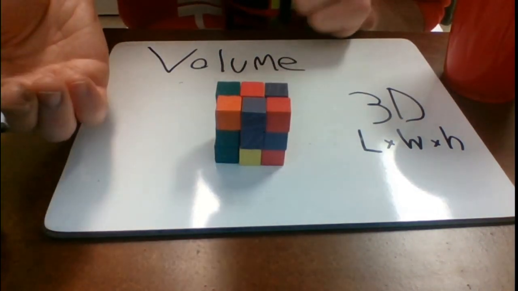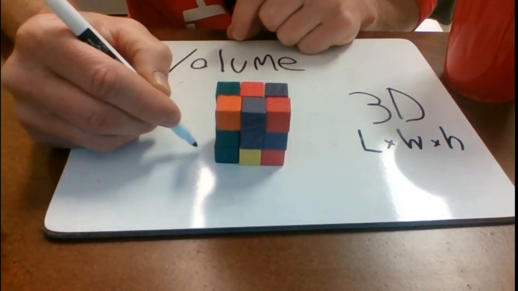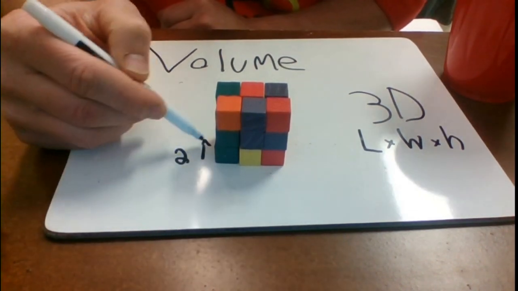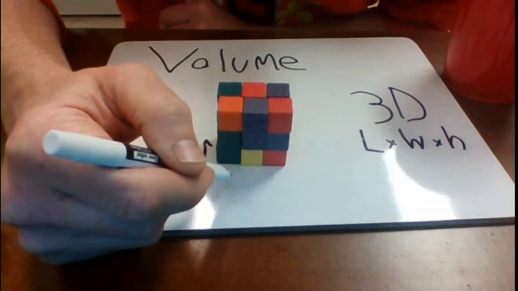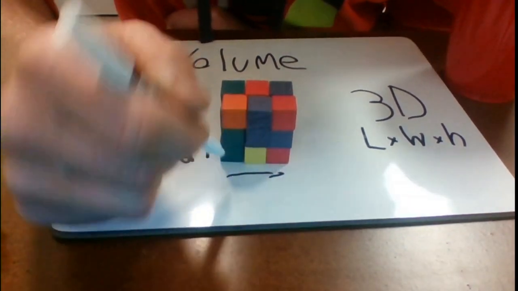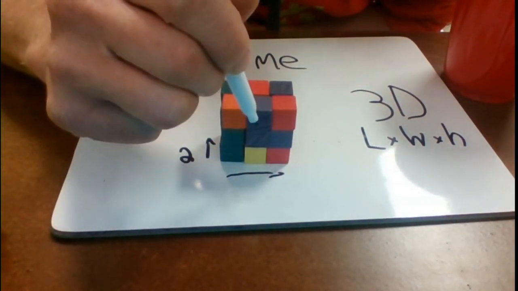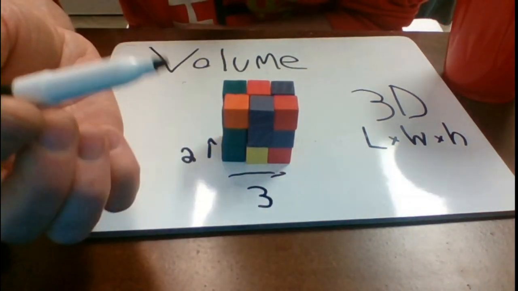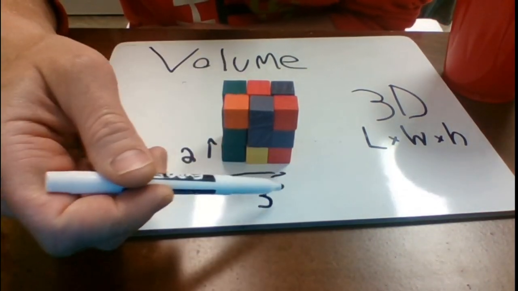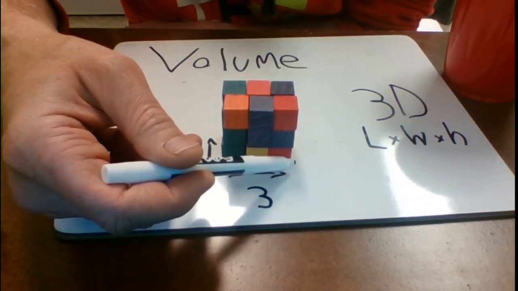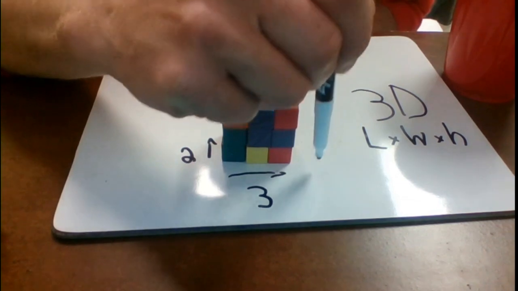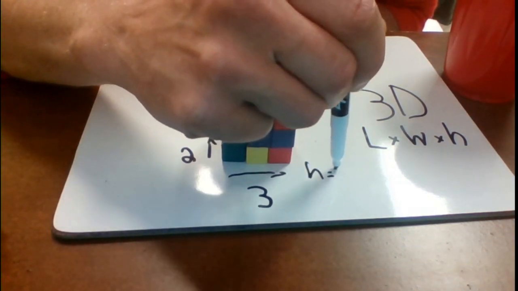Okay, now, what is our length? Our length is still 2. What about our width? 1, 2, 3. Our width is still 3. Now, what about our height? Straight up and down. We can count how many cubes we have going in height. 1, 2, 3. So our height equals 3.